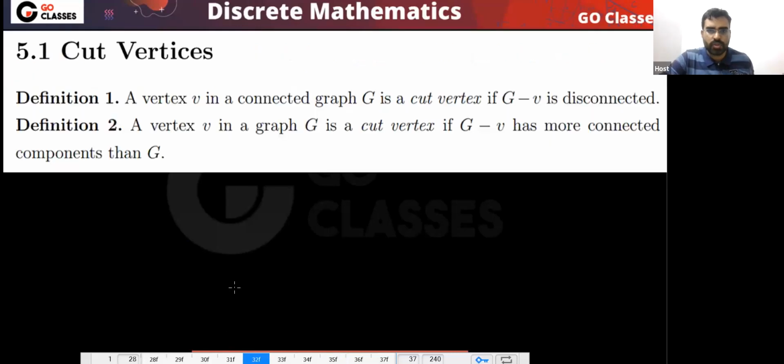Hi all. So let's see. What is the definition of cut vertices? This is clear. A vertex in a connected graph is a cut vertex if your graph becomes disconnected, that is, if the number of components increases. Number of components should increase.